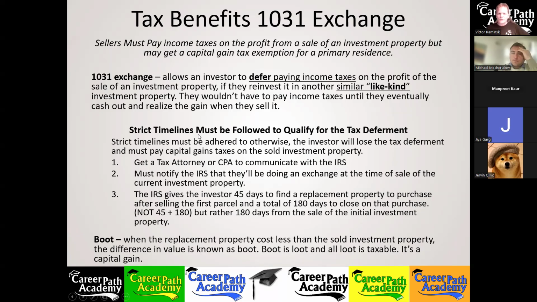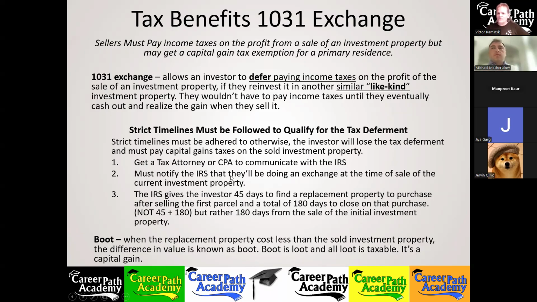So strict timelines and guidelines, for that matter, must be followed to qualify for this tax deferment, where you would not have to pay any income taxes on the profit of the sale of your first investment property as long as you reinvest it all into another investment property. So you should have a tax attorney or CPA to communicate with the IRS on the special forms that they require you to do it with.